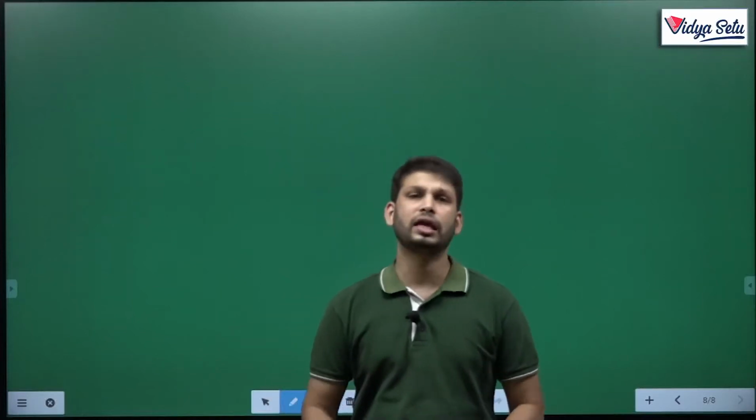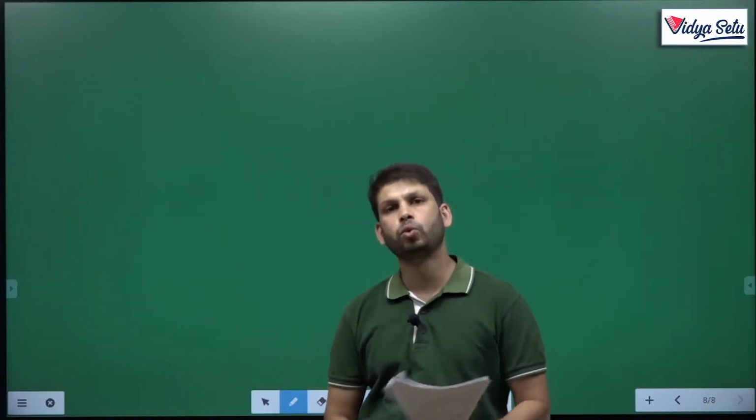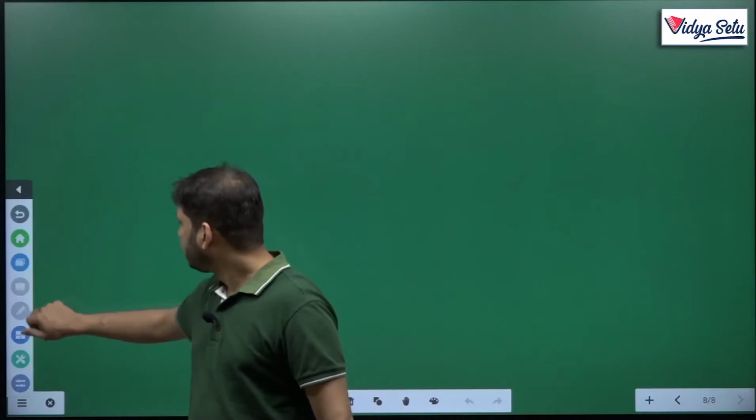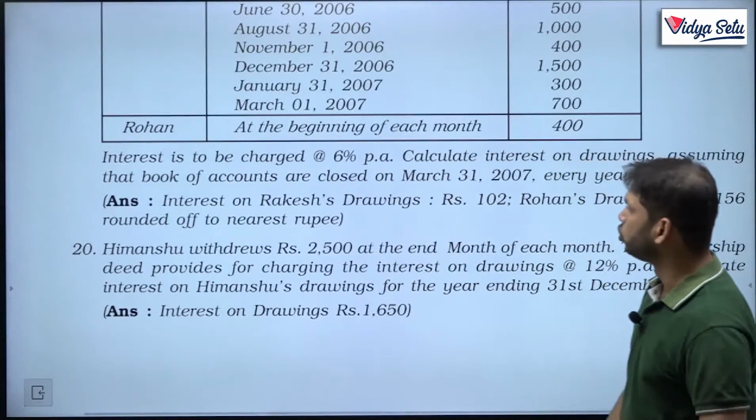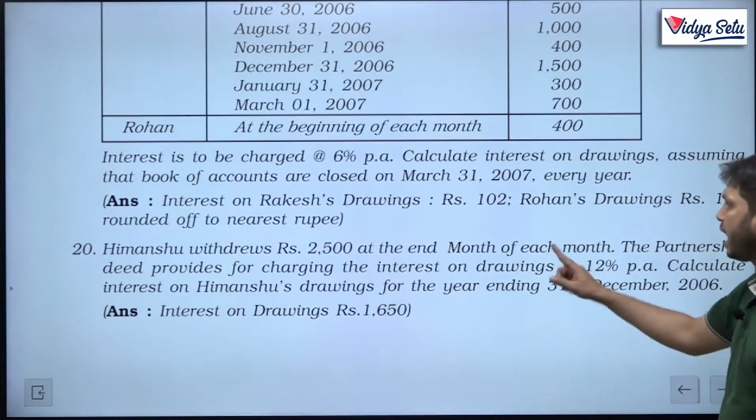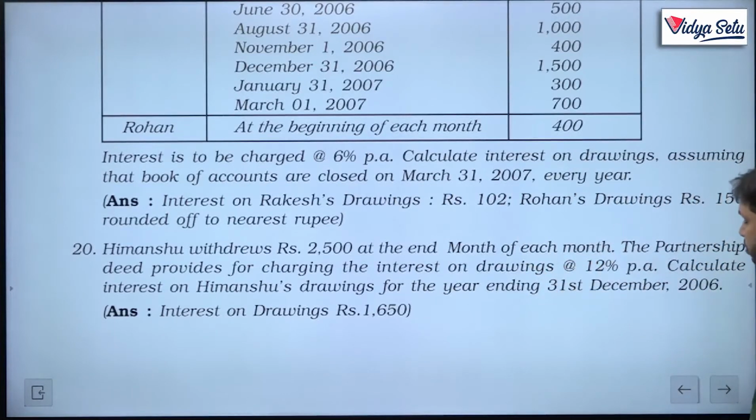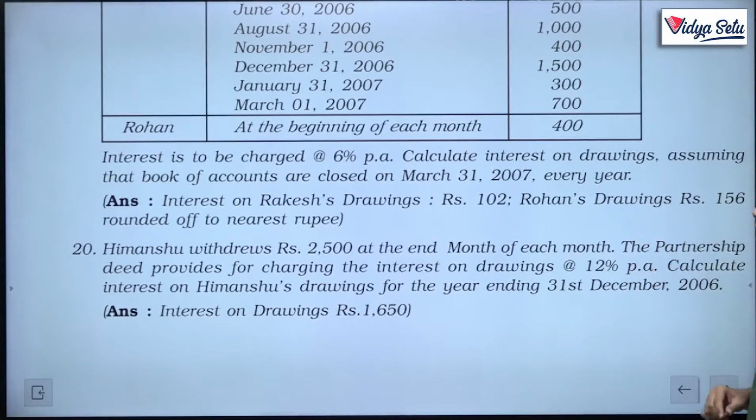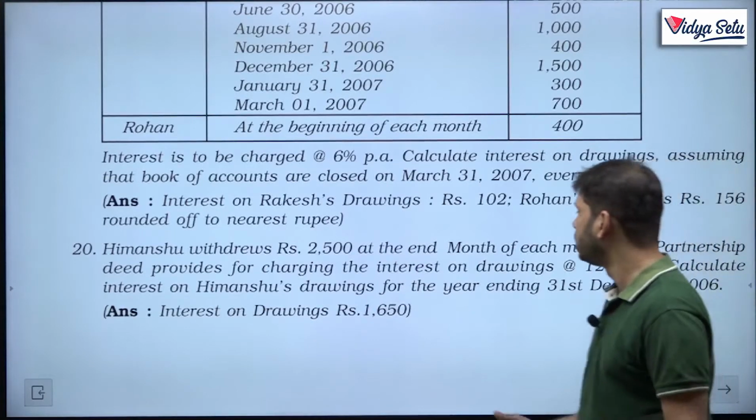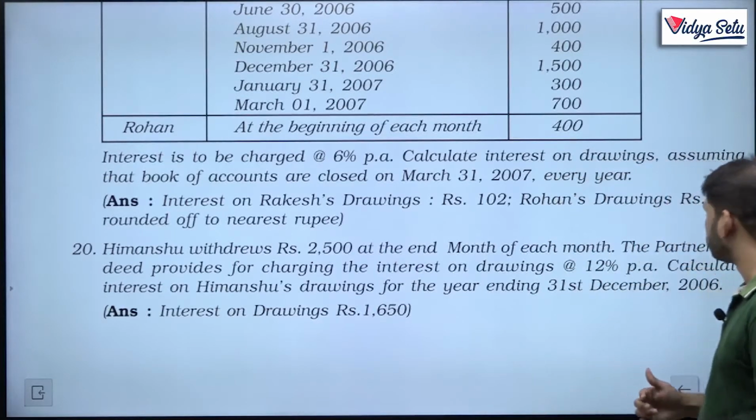Hello everyone, in this lecture we will be discussing question number 20. Okay, let's look at the question. Himanshu withdrew rupees 2500 at the end of each month. The partnership deed provides for charging interest on drawings at 12% per annum. Calculate interest on Himanshu's drawing for the year ending 31st December 2006.